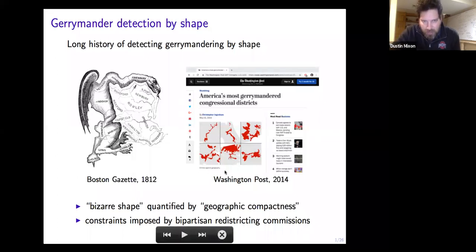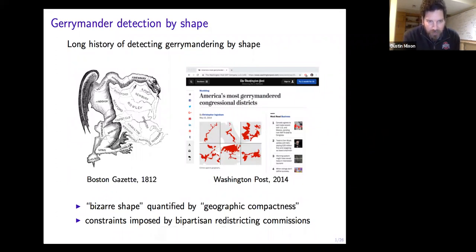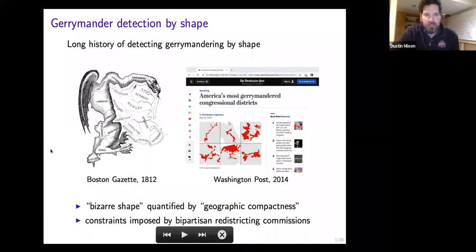And we're still making fun of shapes of voting districts. You can see the Washington Post is making fun. And there's actually a scientific concept of what it means to be a bizarre shape. You can quantify how bizarre a shape is. This is using a notion of geographic compactness, and I'll get into that later. And these notions actually impose constraints on the redistricting process. Several states have a partisan redistricting commission, and the maps that they draw have to meet certain standards, and shape is one of the standards that they have to adhere to.